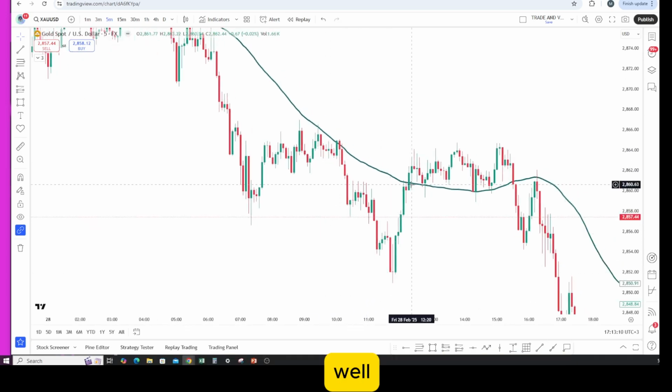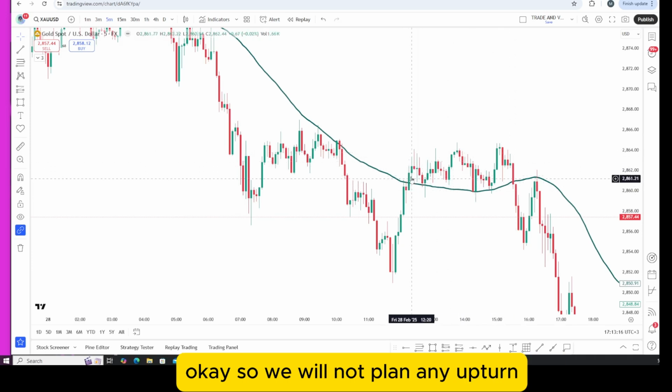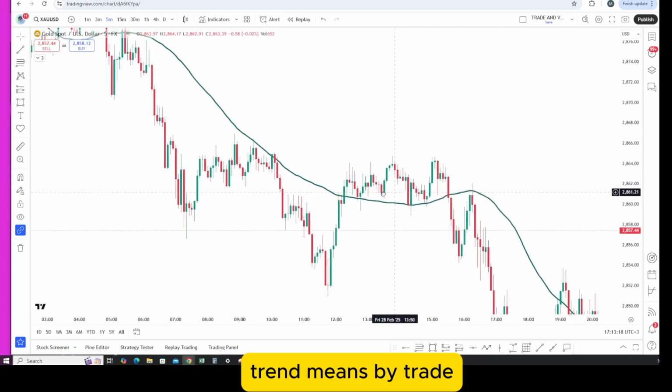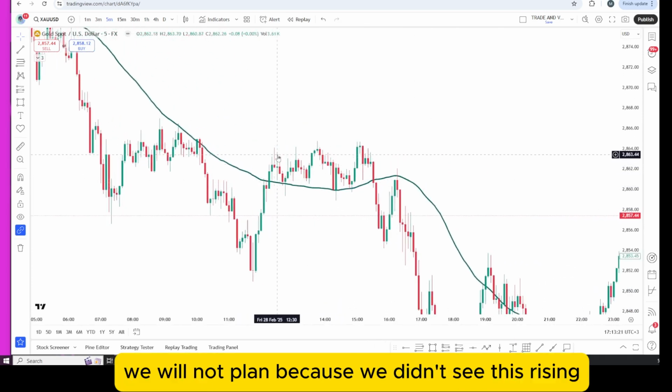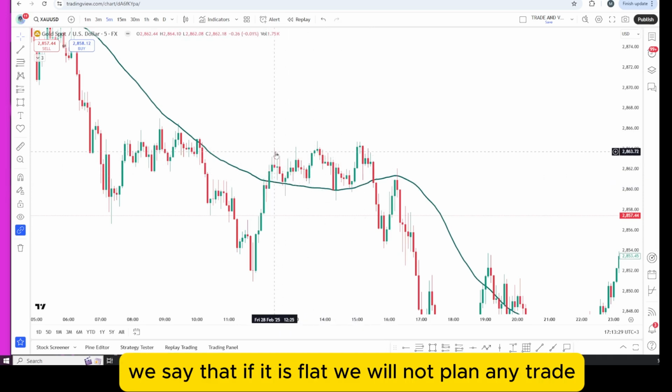Once it breaks here, we couldn't see it rising. So we will not plan any uptrend, meaning buy trade, because we didn't see it rising. It is flat. We can say it is a flat one. If it is flat, we will not plan any trade.